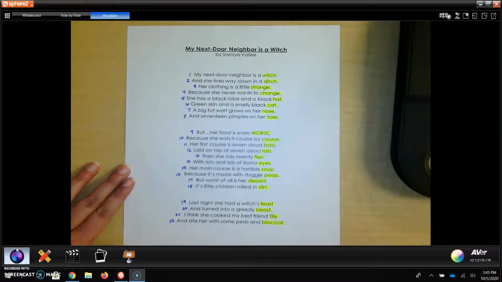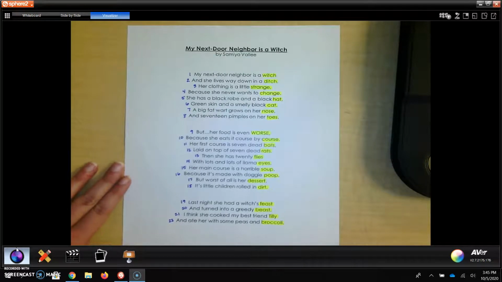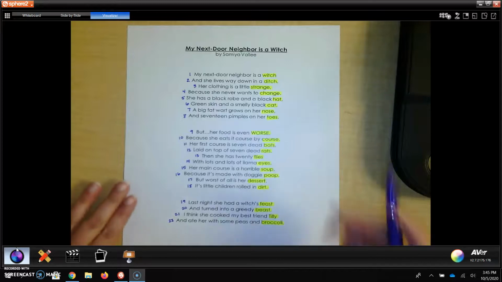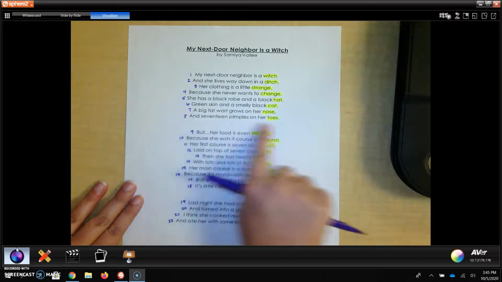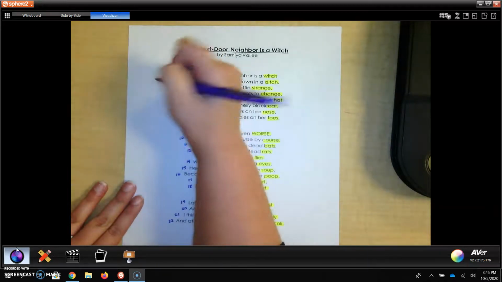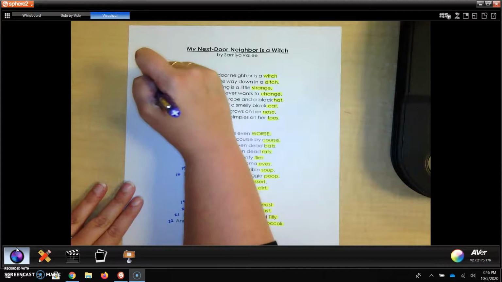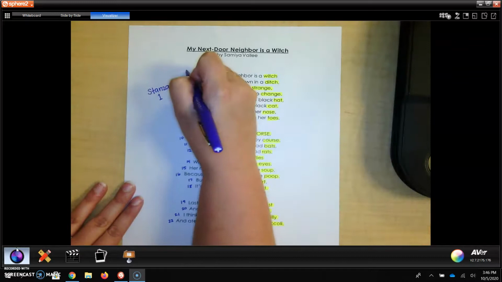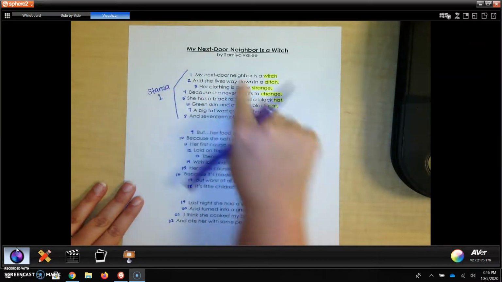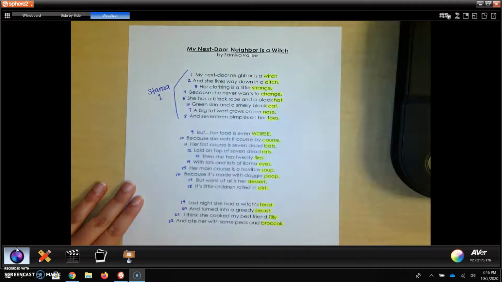Now we're going to identify the stanzas. A stanza is a group of lines in a poem that are separated by a space. So stanzas kind of remind me of paragraphs. How paragraphs are groups of sentences that can be separated from a space. So right here is a giant group of sentences, and there's a huge space right here. So I'm going to put right here, stanza 1. So this whole group right here of sentences is stanza 1.